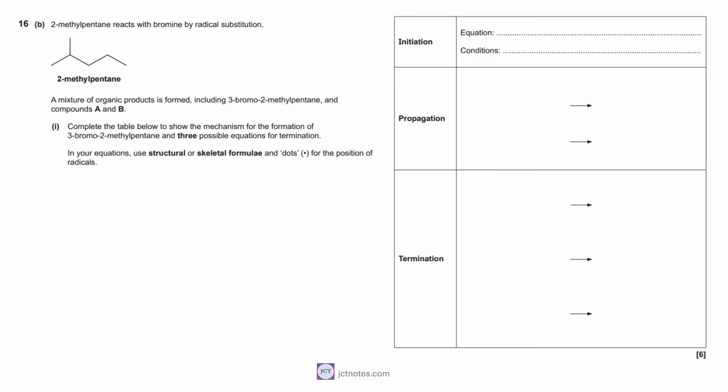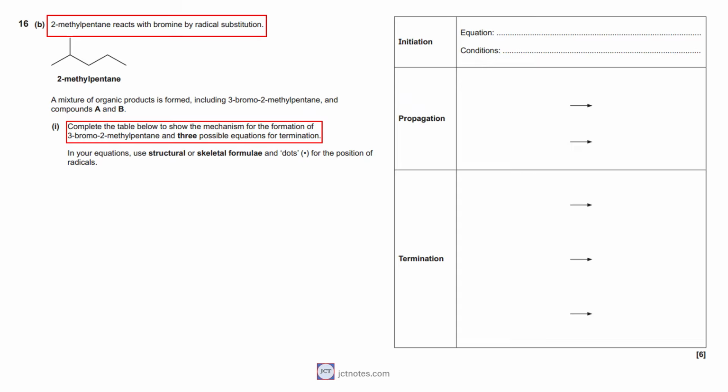Part B of question 16 is about the reaction of 2-methylpentane with bromine by radical substitution. In the first question, we are asked to complete a given table to show the mechanism for the formation of 3-bromo-2-methylpentane and 3 possible equations for termination. We are asked to use structural or skeletal formulae and dots for the position of radicals in the equations. The initiation starts with the formation of bromine radicals from molecular bromine with UV light.